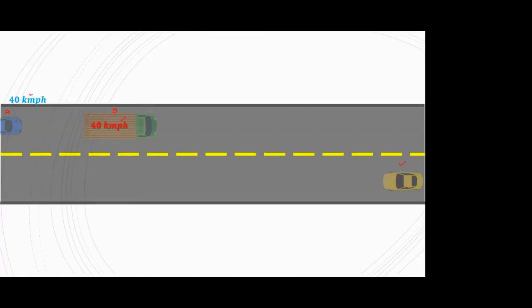Now again, they have given the instance that at this moment when the driver of car A saw the car C coming, the distance between A and C was 450 meters. So this is the distance, and as you see, I have taken the distance from the front bumper of A to the front bumper of C. So this distance is given as 450 meter.